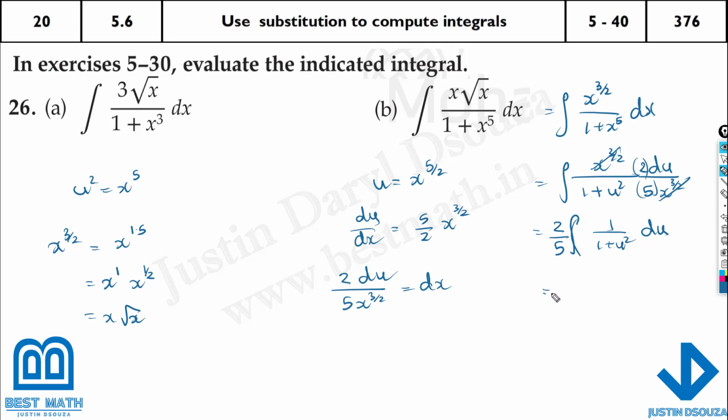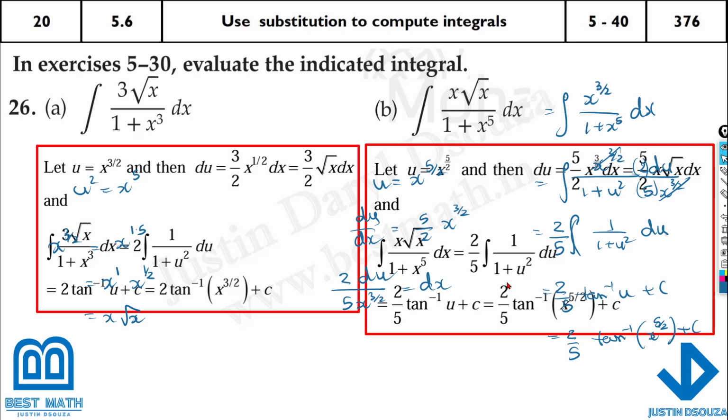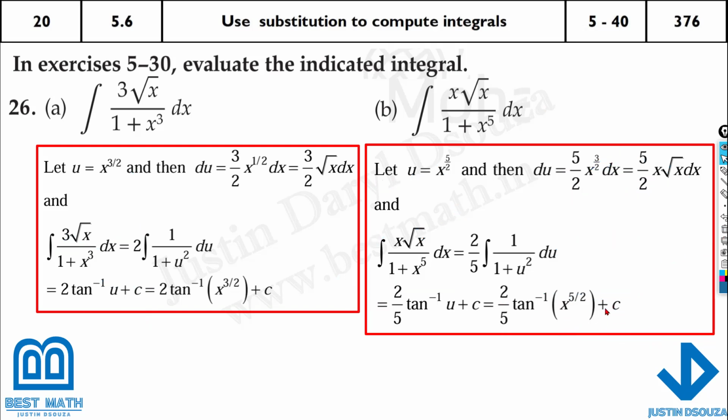Now again, we have tan inverse here. It's 2/5 of tan inverse of u plus c. But what is u exactly? 2 by 5 of tan inverse of x raised to the power 5 by 2 plus c. So this is the final answer here. We can see it's 2/5 of tan inverse x raised to 5 by 2 plus c.